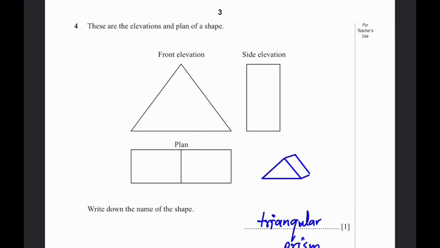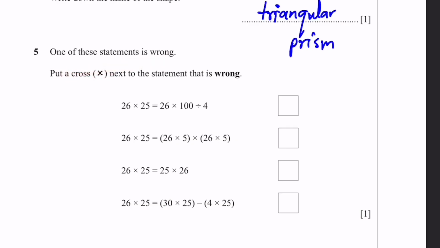And let's move on to question 5. One of these statements is wrong. Put a cross next to the statement that is wrong. Alright, 26 times 25 equals 26 times 100 divided by 4. 100 divided by 4 is equal to 25, and 26 times 25 is obviously equal to 26 times 25. So that's not wrong.